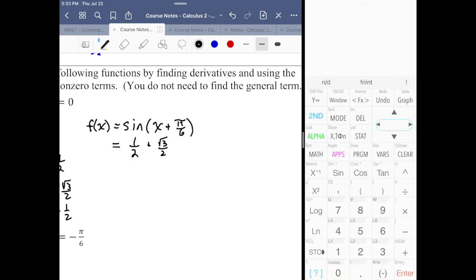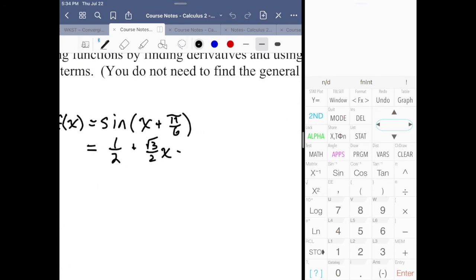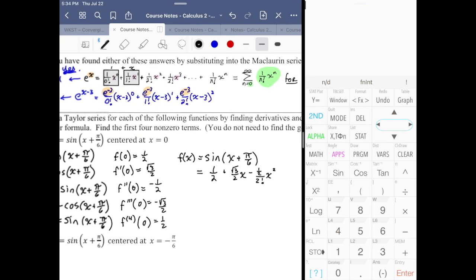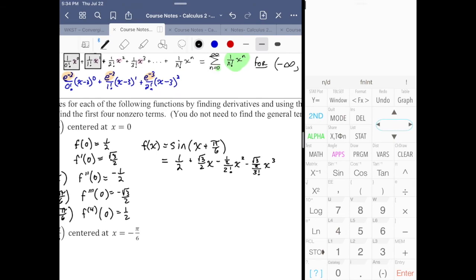All right, so we would say plus rad 3 over 2 over 1 factorial, so x. Now it's centered at 0, so I could just say just an x instead of parentheses x minus 0 to the first power. So then the next one would be minus 1/2. That's 0, 1. So now we're up to 2 factorial x squared. Then minus rad 3 over 2 over 3 factorial. That's going to be x cubed.